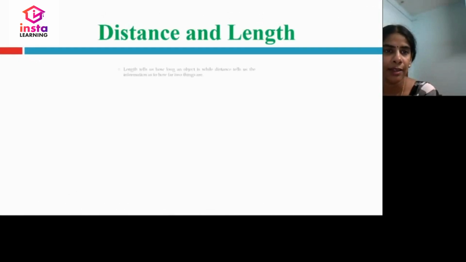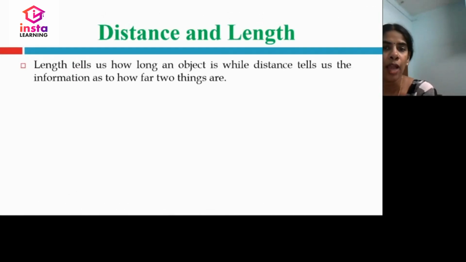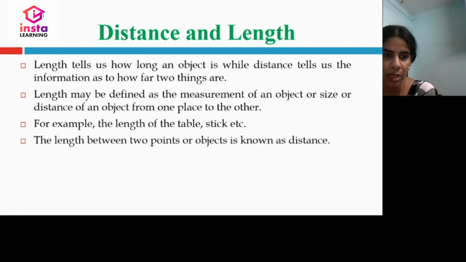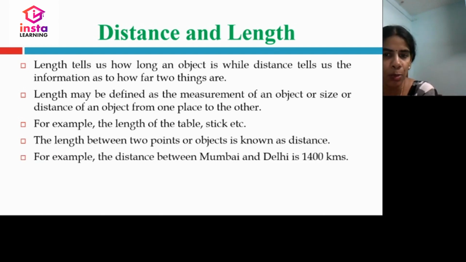Distance and length. Length tells us how long an object is, does it not? But what is distance? Distance is the information as to how far two things are. Length may be defined as the measurement of an object, or the size or distance of an object from one place to another. For example, length of the table, length of the stick, etc. The length between two points or objects is known as the distance. The distance between Mumbai and Delhi is 1400 kilometers. We cannot say the length between Mumbai and Delhi.